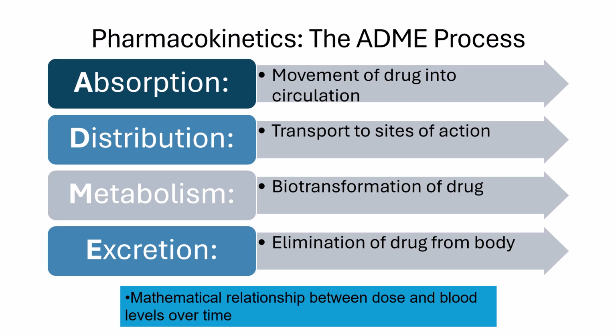Let's start with pharmacokinetics, which describes what the body does to the drug. Think of it as the ADME process: absorption, distribution, metabolism, and excretion. It's the mathematical relationship between the dose we give and the resulting blood levels over time. Absorption is how the drug moves from the administration site into circulation. Distribution is how it travels to where it needs to work. Metabolism is how the body transforms the drug. And excretion is how it gets rid of it. Each of these processes works differently in neonates than in adults. And you absolutely need to understand these differences.